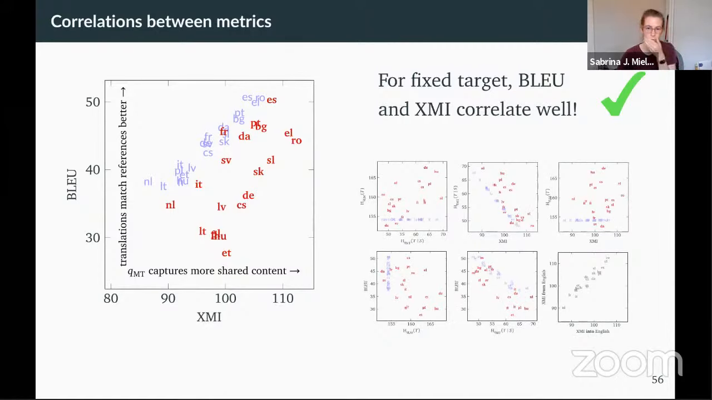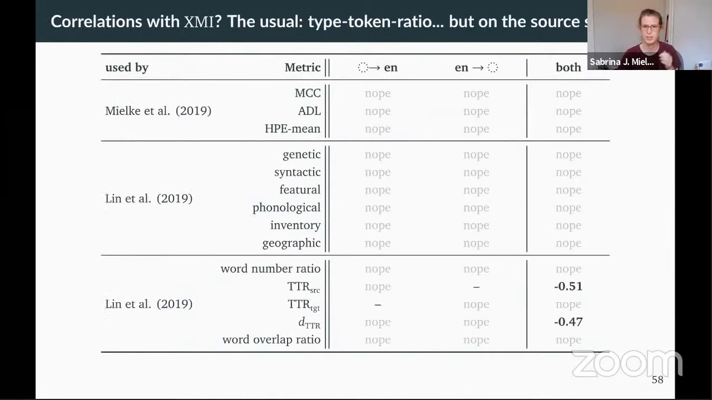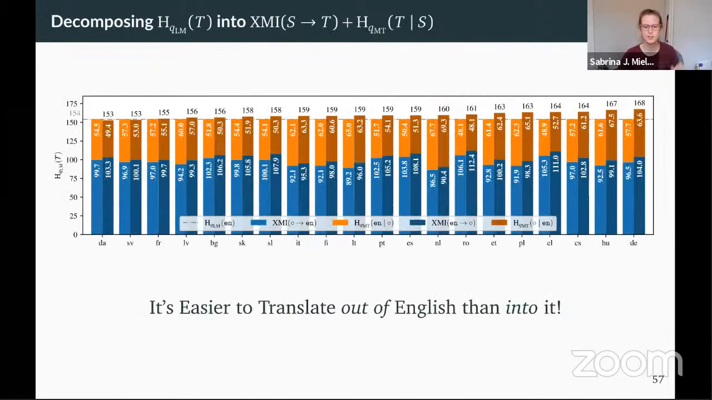Now, there's a ton more correlations in the paper if you want to look at those. But yeah, we can also look at this per language. I'm going to skip through this. The high-level takeaway here is that for all the things that we tested, it was easier to translate out of English into a foreign language than it was to translate into English from a foreign language.